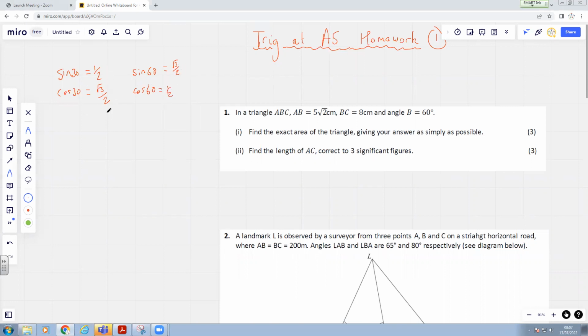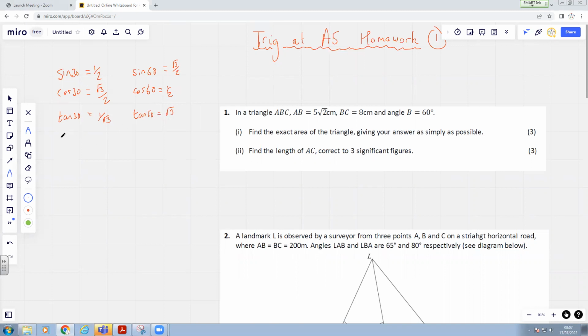The tans you can work out by dividing them, because sine divided by cos is tan. So tan of 30 must be 1 over root 3. Tan of 60, sorry, must be root 3 over 1, which is just root 3. And generally speaking, tan of 90 minus x is the reciprocal of tan of x, by the way, as well.